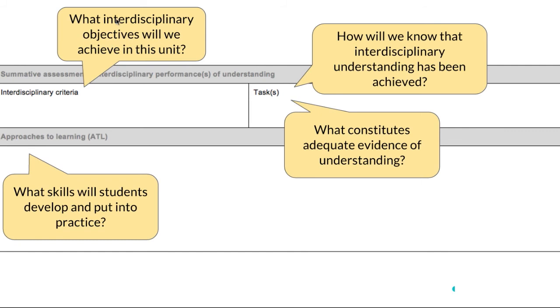So in the first box, interdisciplinary criteria, what interdisciplinary objectives will we achieve in this unit? Remember that IB requires us to address the 4 objectives, so you will need to write them down here. And then the tasks: what specific task or tasks will students carry out in order to show their understanding? And then what constitutes adequate evidence of understanding, okay? So I need you to reflect on that too.